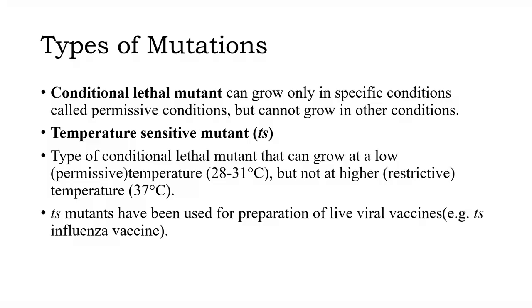The main types of mutants that we are bothered about in medicine are the temperature sensitive mutants, which grow at a lower temperature but are not able to grow at a core temperature. These are used for the preparation of live viral vaccines so that they don't become infective at a core temperature.